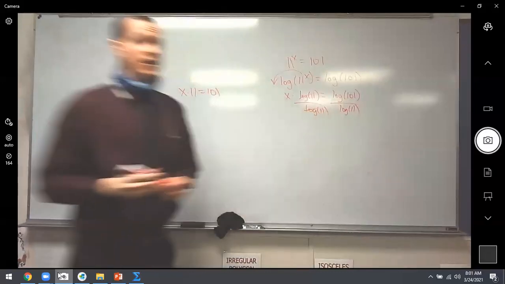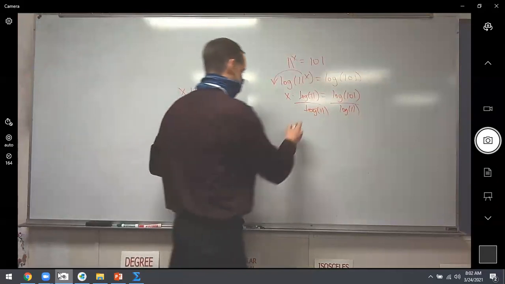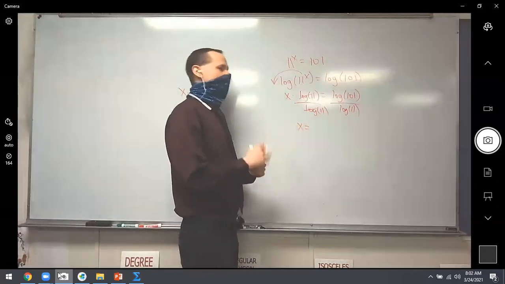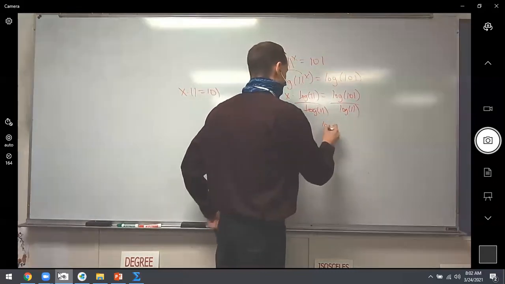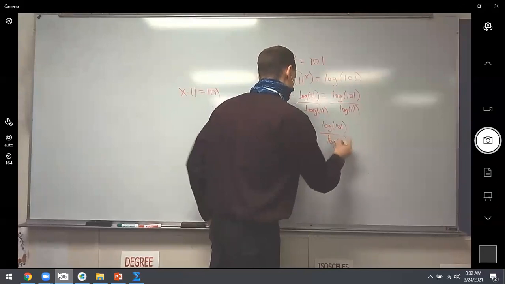And of course, like anything else, the whole point, the reason you're doing that, is so that on the left, the log of 11 and the log of 11 cancel. So your final answer looks weirder than normal, but that's okay. We did solve for x without using anything besides a common log. So the final answer is log of 101 divided by log of 11.